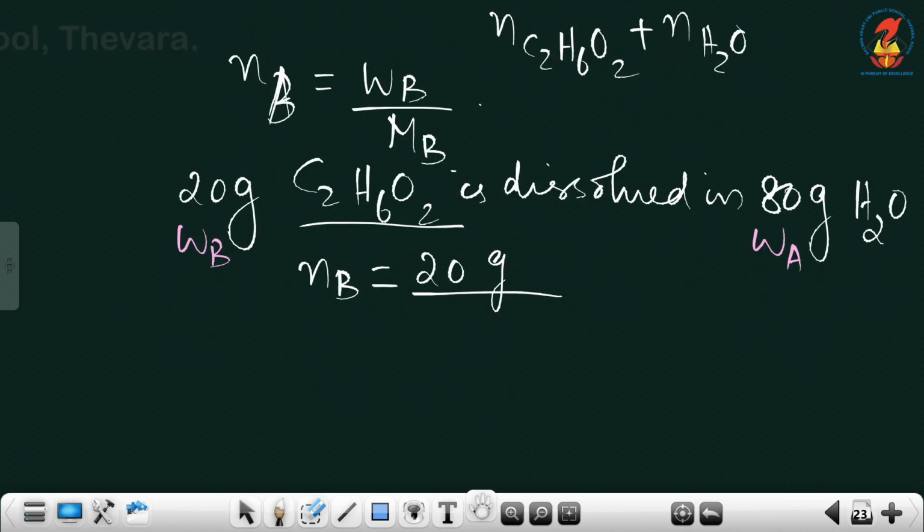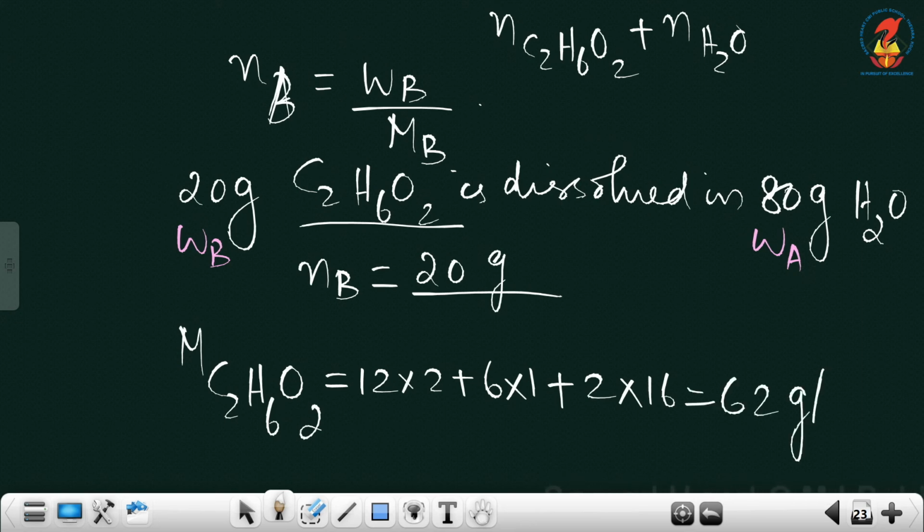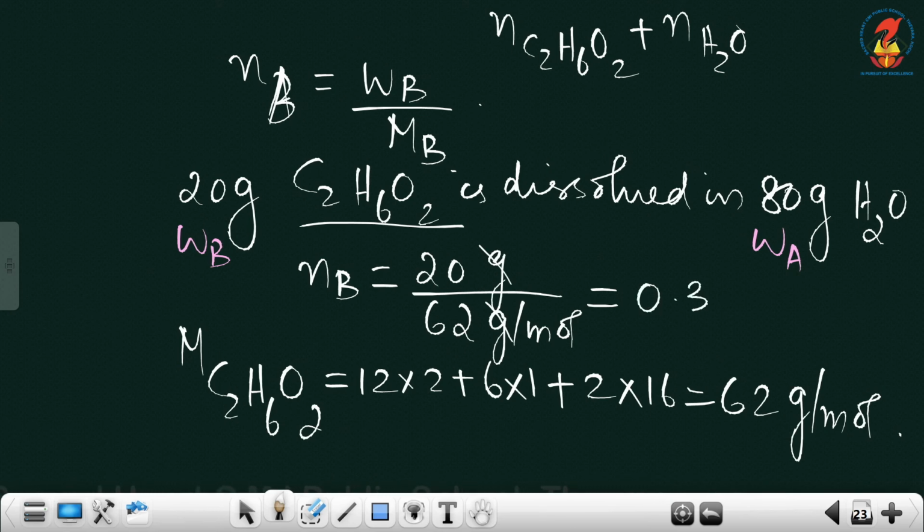So let's calculate the molecular mass of ethylene glycol. M of C2H6O2. Atomic mass of carbon is 12 into 2 plus 6 into 1 plus 2 into 16. And the answer is 62 gram per mole. So 20 divided by 62 gram per mole. Gram gets cancelled and you get the answer as 0.322 moles. So this is the number of moles of ethylene glycol.